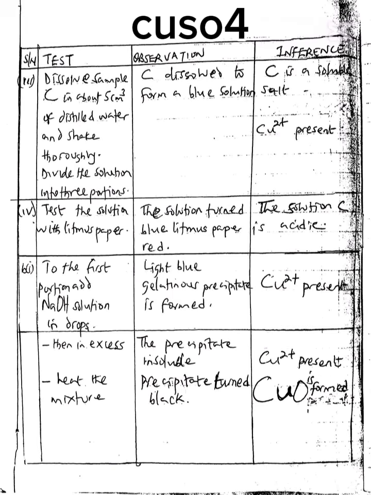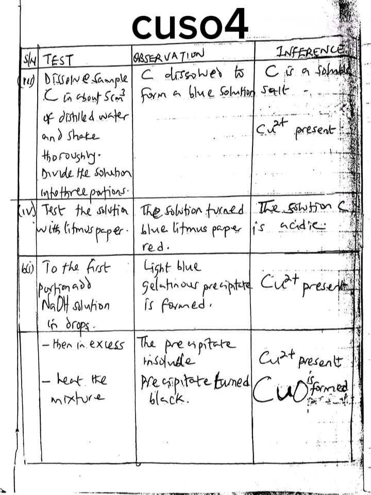So firstly, we are going to be asked to dissolve sample C. So that copper(II) tetraoxosulfate(VI) will be called sample C. As a student, you won't be told it is CuSO4, but I'm just telling you. So question 1, you'll be asked to dissolve sample C in about 5 cm cube of distilled water and shake thoroughly. Divide the solution into 3 portions.